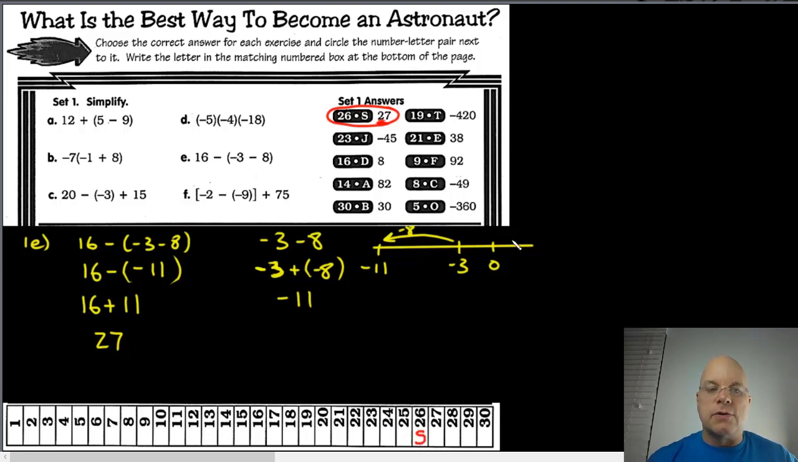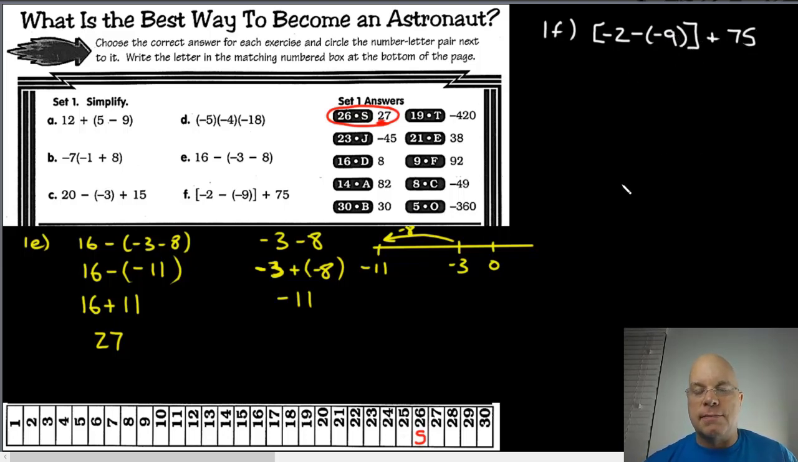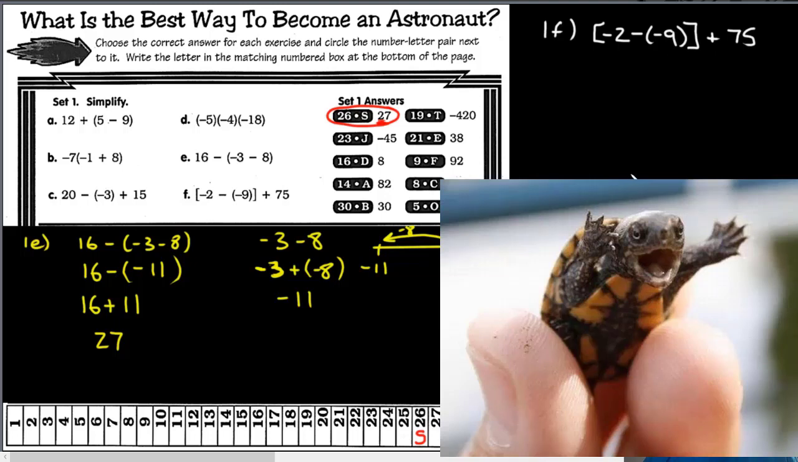Okay, so why don't you try to do problem 1F on your own if you haven't already done that, and then we'll come back. Let me write it. It's -2 minus -9 plus 75, and that'll give you a chance to practice some of the things we just talked about. So do that during the pause, and then come back and see if you get the same answer to that as I did. Paused.